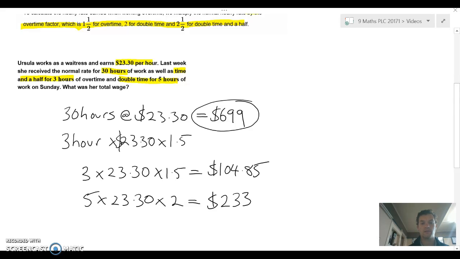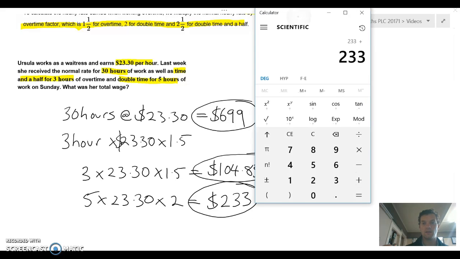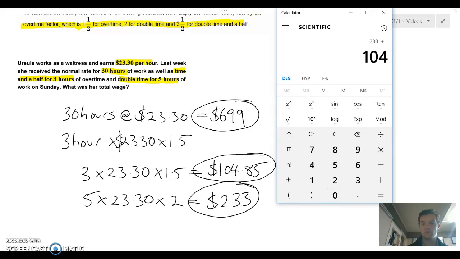We've got the penalty rate of time and a half for 3 hours and the double time penalty rate. So before we can finish off, we've just got to add these numbers together to get our total for the weekly pay. 104.85 plus 699, plus 233.30, gives $1,036.85.